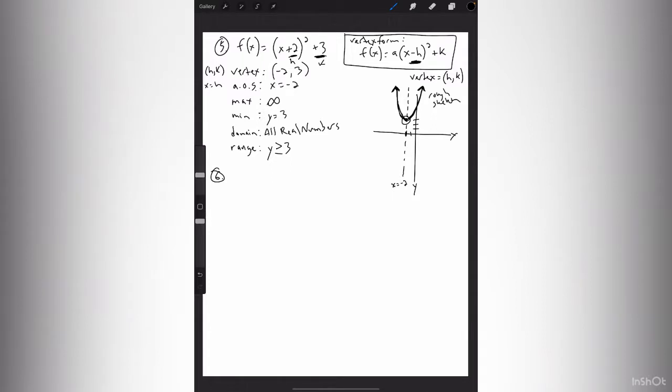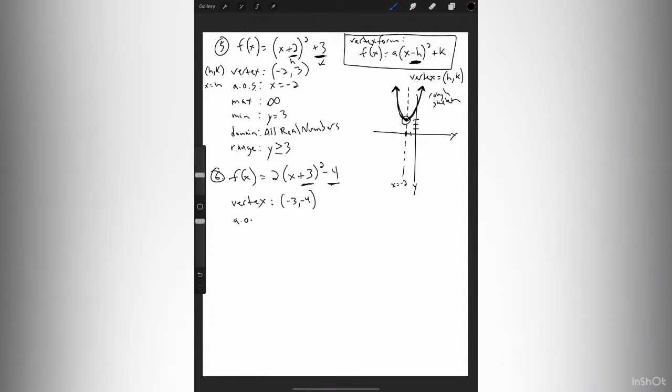Number 6. Number 6 is f of x is equal to 2 times the quantity x plus 3, squared, minus 4. Okay, so let's take a little look at this. If I want to find my vertex here, once again, this is in vertex form, so I know that this is my h and this is my k, and my vertex would be at (-3, -4).